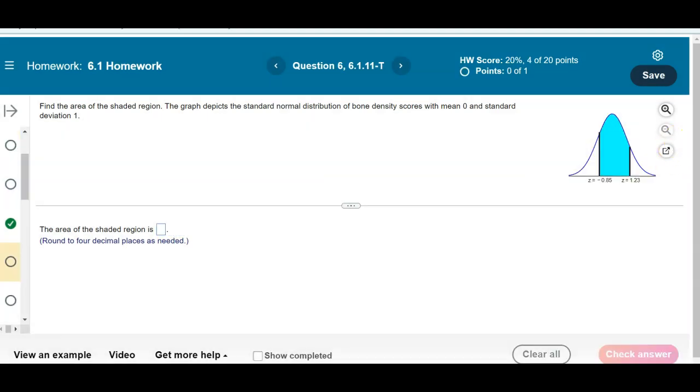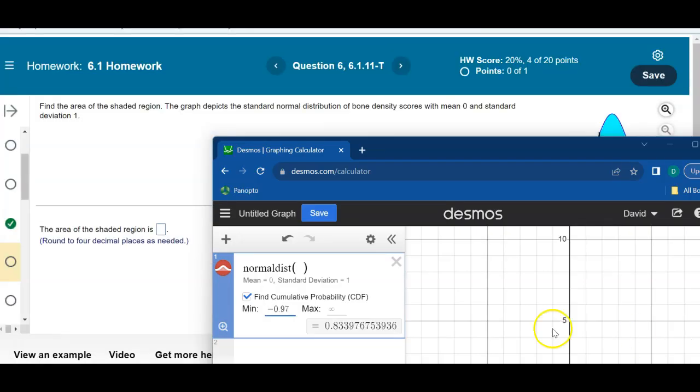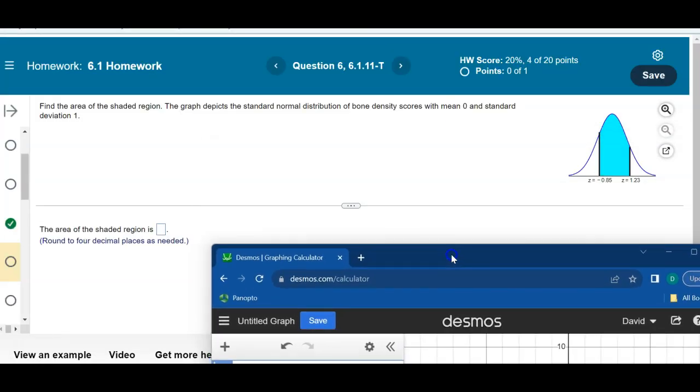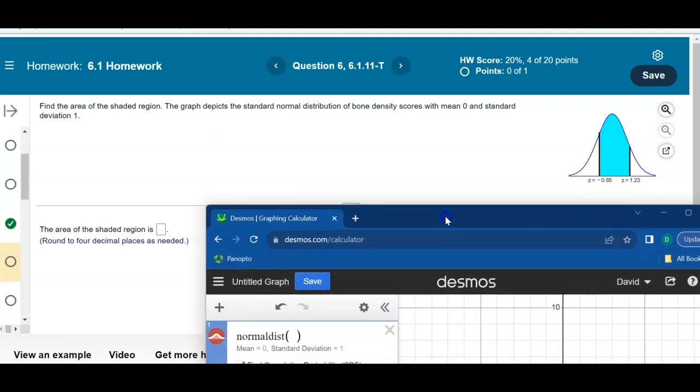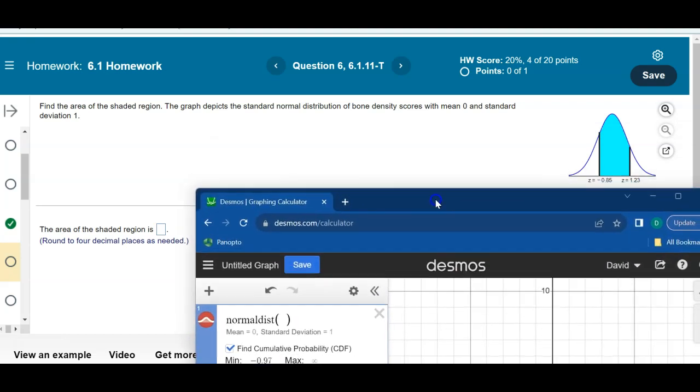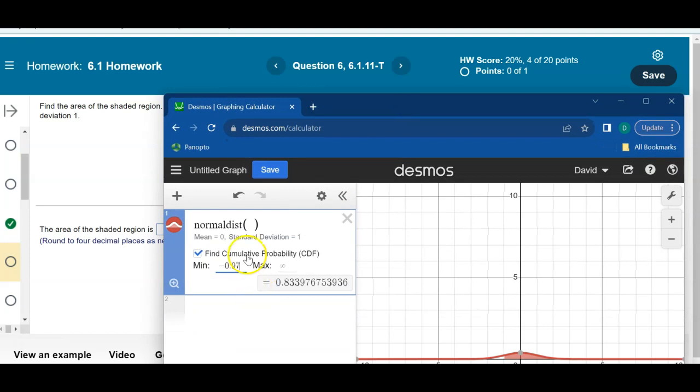Here's another one that has an area shaded, so we need to find the area between these two numbers. This time they do give us a lower and an upper. So for the lower I'm going to put the negative 0.85 and the upper is 1.23. So there's my number, and again to 4 places that's going to be 0.6930.